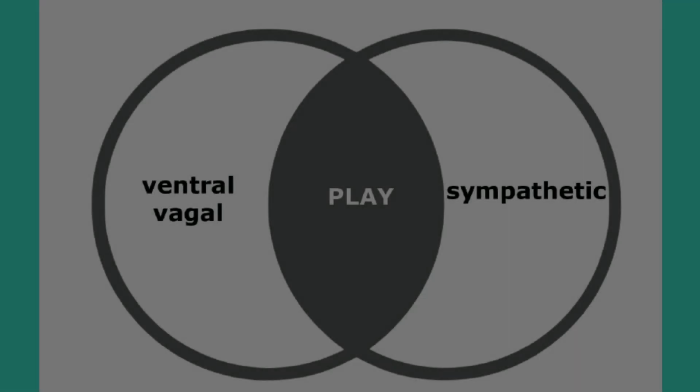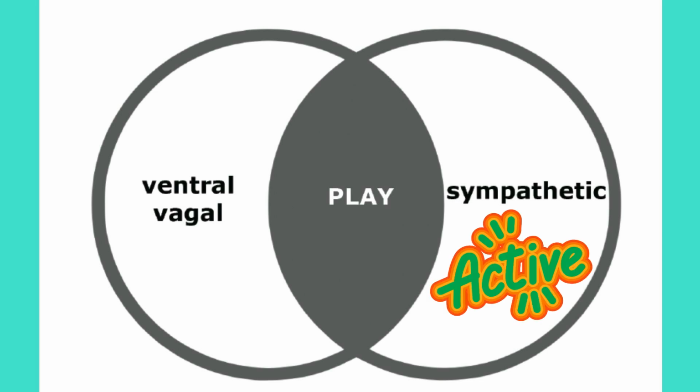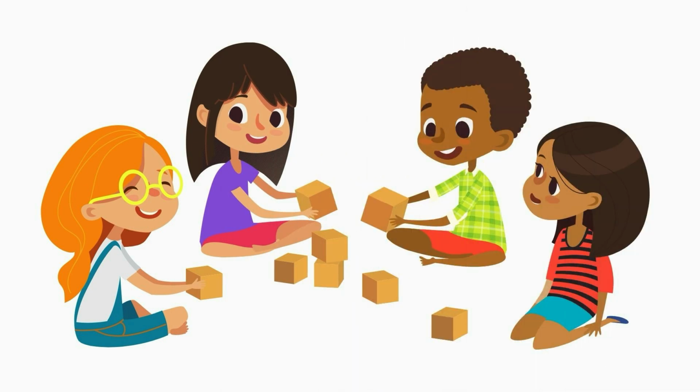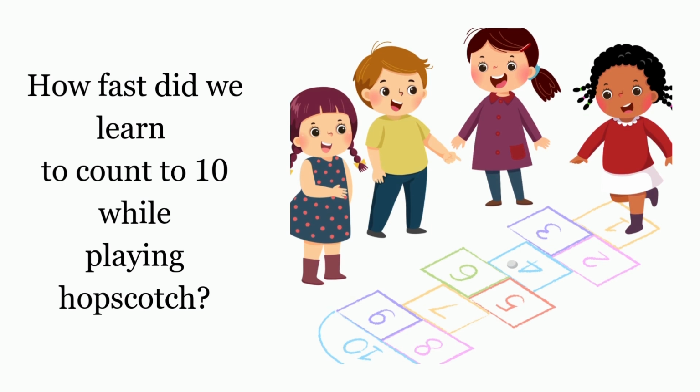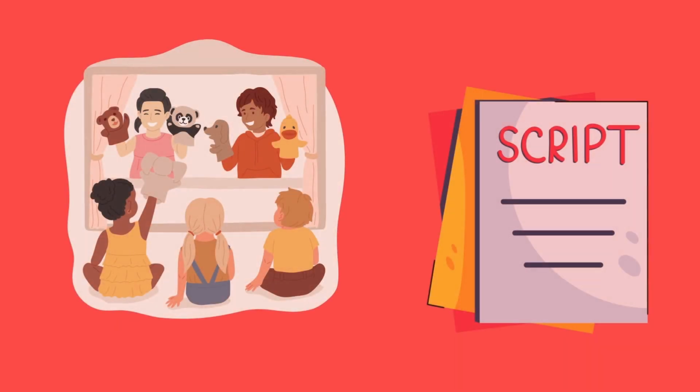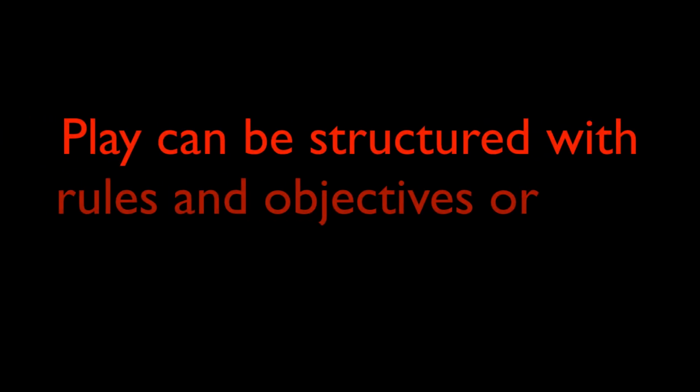To play with others, there needs to be the mobilizing energy of sympathetic with the grounding energy of ventral vagal. When learning in a playful state, there's more joy and enthusiasm for staff and students alike. An example of learning in a playful state is when movement is part of an academic activity. Creating plays and readers' theater are other examples of learning while in a state of play. Play can be structured, with rules and objectives, or free play.